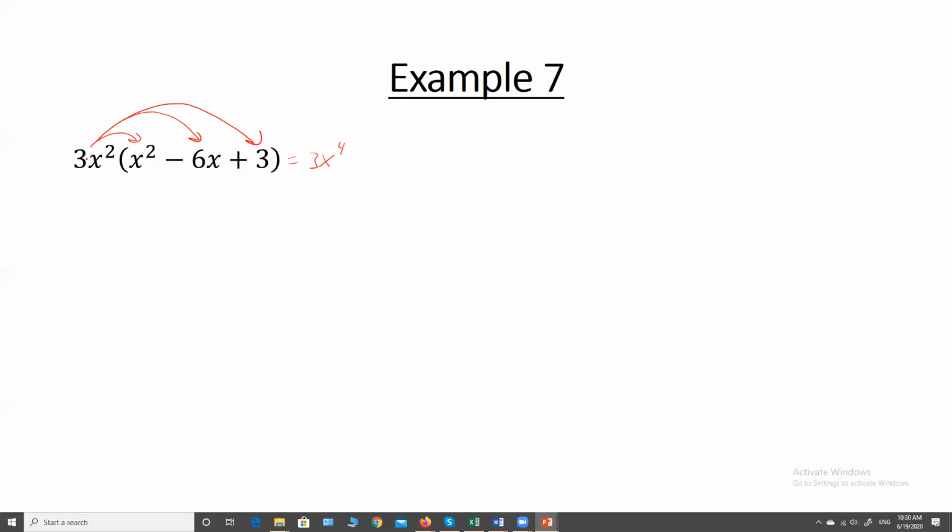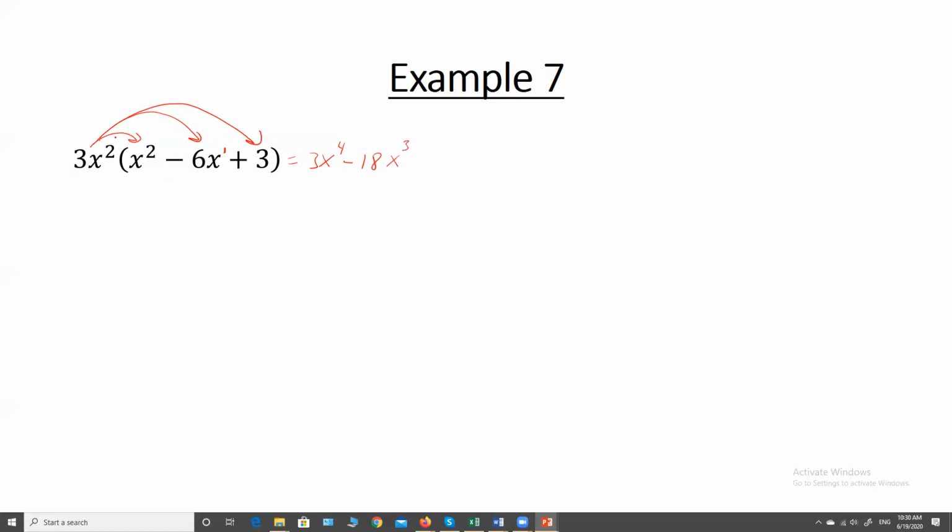Next, we're going to multiply 3x squared by minus 6x. So 3 times minus 6 is minus 18. Now, when we multiply the x's, x squared times x, don't forget this is like saying x to the power of 1. And when we add the exponents, 2 plus 1 is 3. So that's x to the 3rd power.